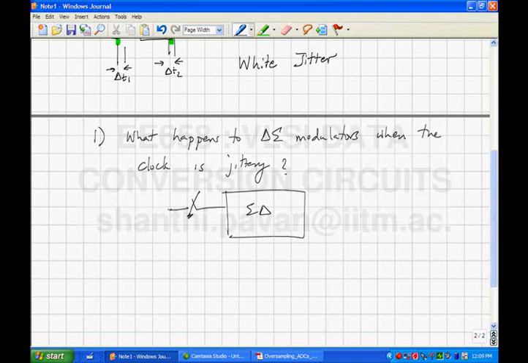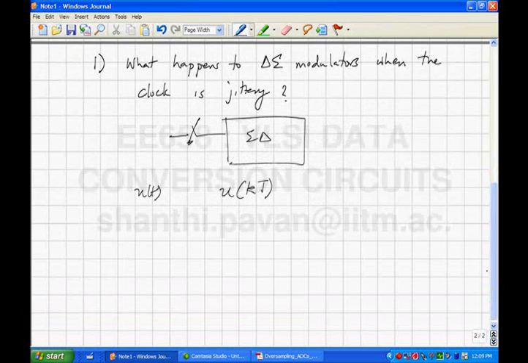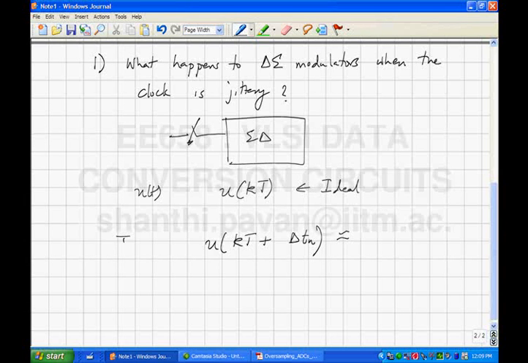So if u of t was the ideal input, the ideal output after the sampler must be u of kt, where k is an integer. In practice the output is actually u of kt plus delta tn. The sampling instant is slightly off because the edge of the clock is moving around. So what is u of kt plus delta tn? This is approximately equal to u of kt plus delta tn times du by dt evaluated at kt. Does it make sense?